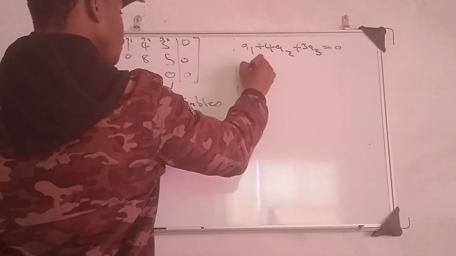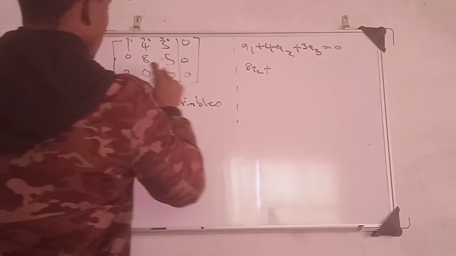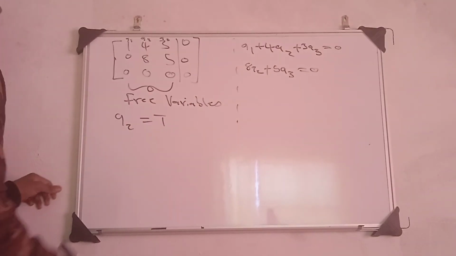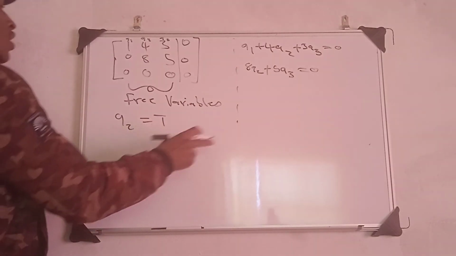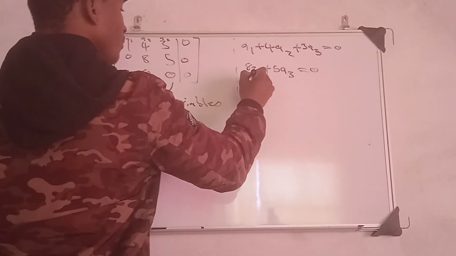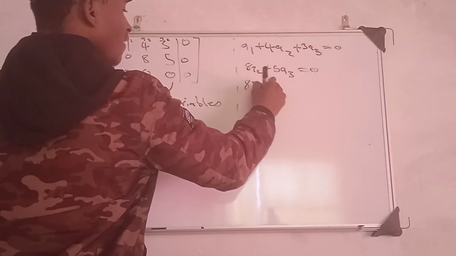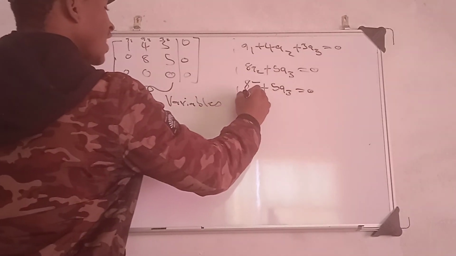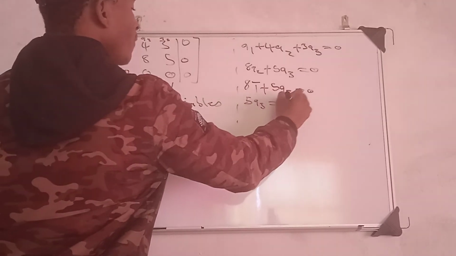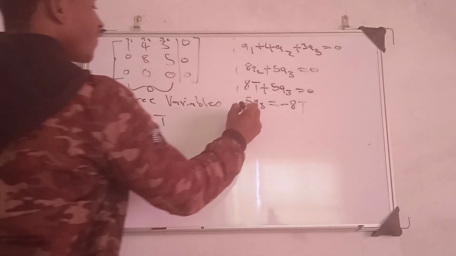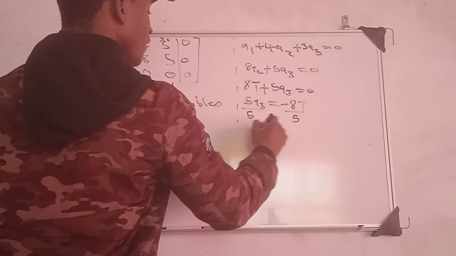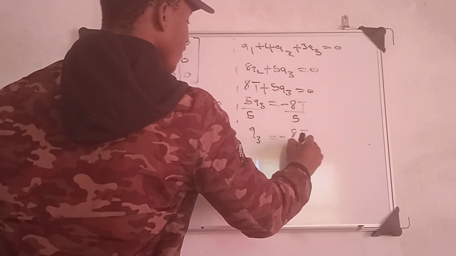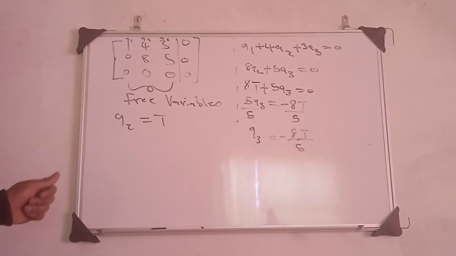And this will be 0 here. So it's 8a2 plus 5a3 equals to 0. But a2 we have already assigned it to t. So where I see a2, I can just put t: 8t plus 5a3 equals to 0. So for me to solve for a3, I can see that 5a3 equals to minus 8t. So if I divide by 5 and I divide by 5, my a3 is actually minus 8t over 5.